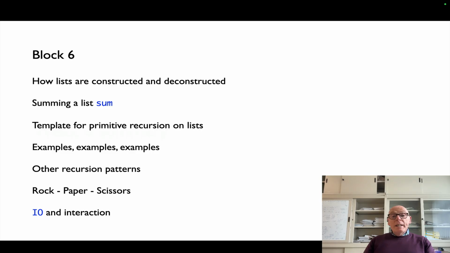And then we looked at the case study of the rock, paper, scissors game, how to play that, and that introduced some more examples of programming on lists. And then finally we showed how to make that interactive using the I/O approach in Haskell. And that was a brief introduction to that. We'll go into that in more detail later in the course.